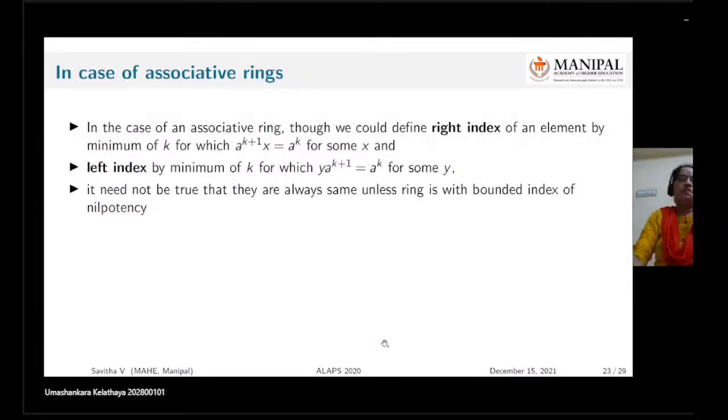So now if we extend this result to rings, in the case of an associative ring, we could define a right index of an element by the minimum k for which a^(k+1) x equals a^k for some x, and left index by the minimum value of k for which y a^(k+1) equals a^k for some y. And note that it need not be true that they are always the same unless the ring is with bounded index of nilpotency.